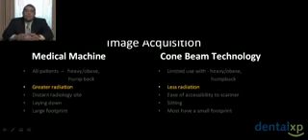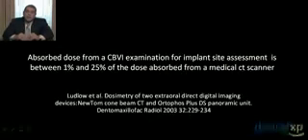Medical machines are going to produce greater radiation, versus the cone beam machine, which produces less radiation. A recent study shows that the absorbed dose from cone beam technology is somewhere between 1% and 25% of the dose absorbed from a conventional medical CT scanner. So there can be a significantly lower radiation dose or exposure to our patients by using cone beam technology.